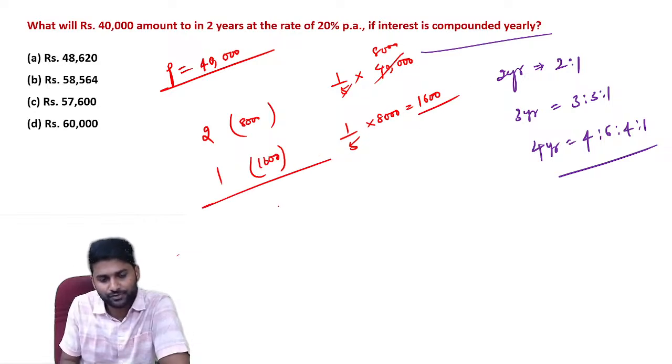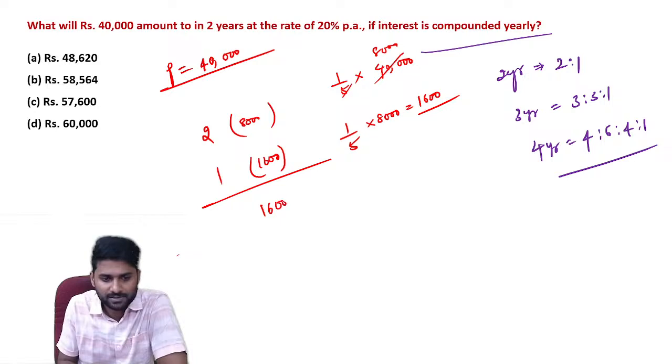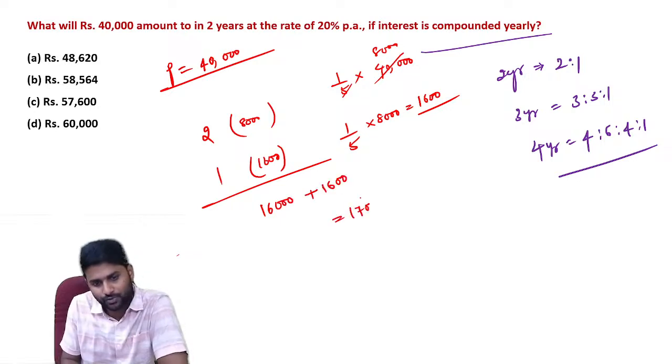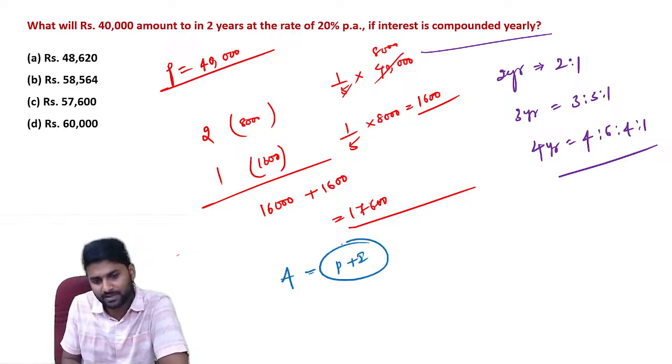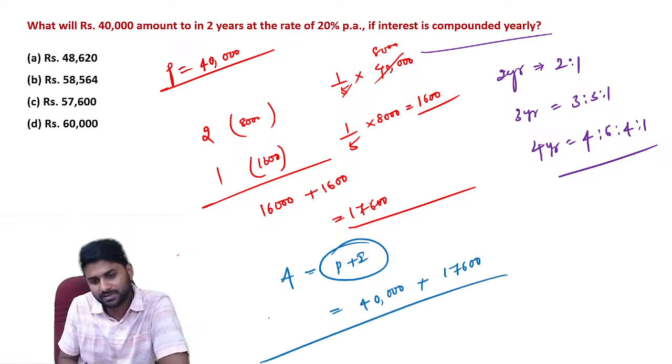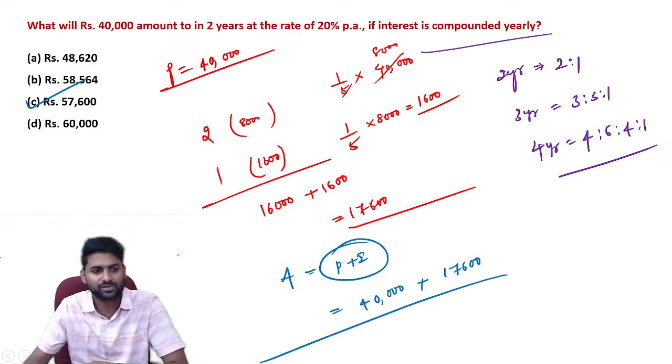So at the end of 2 years, 16,000 plus 1600, total interest you have to pay is 17,600 rupees. But the question is how much amount you have to pay at the end of the 2 years. Amount is all about principal and interest. So principal is 40,000 rupees, interest is 17,600 and the total value is 57,600.